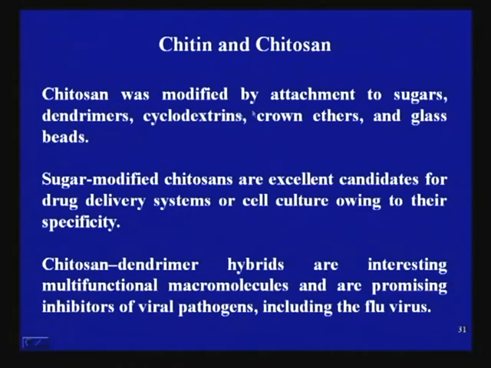Now, there are some modifications on this chitin and chitosan: sugars, dendrimers, cyclodextrins, crown ethers and glass beads, and those find some suitable applications. So, these are all chitosan-related developments and devices which can be used for various biomedical purposes.